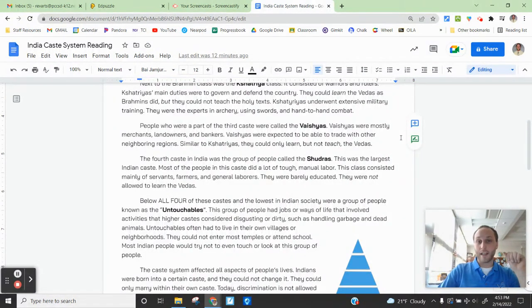People who were part of the third caste were called the Vishyas. Vishyas were mostly merchants, landowners, and bankers. Vishyas were expected to be able to trade with other neighboring regions. Similar to Kshatriyas, they could only learn, but not teach, the Vedas.